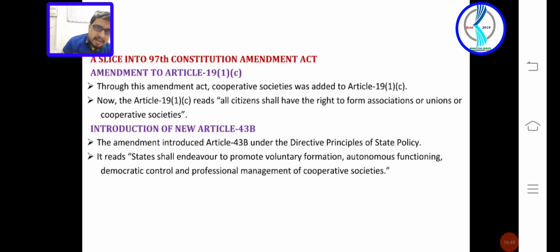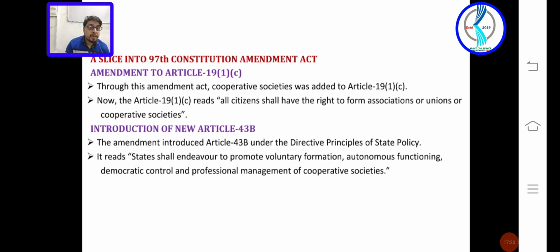Yes. And yes, we know the 97th Constitutional Amendment Act, fine. This Constitutional Amendment Act 2011 brought a major change: cooperative societies were added in Article 19 Clause 1 Clause C. Article 19(1)(c) says all citizens shall have the right to form associations, unions as well as cooperative societies. Fine. This is a new thing added by the 97th Constitutional Amendment Act. There was a right to form associations or unions previously, but in 2011 with the 97th Constitutional Amendment Act, it came with the new change, that we can form cooperative societies.